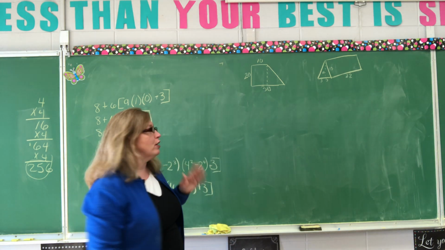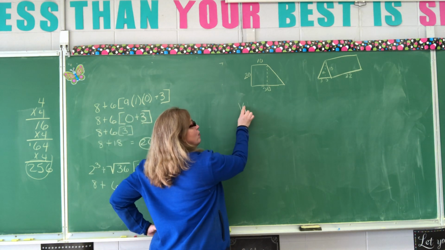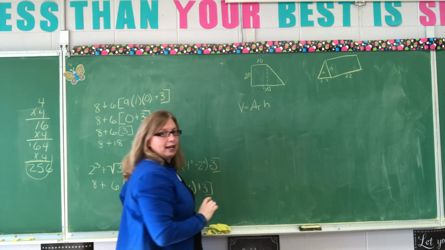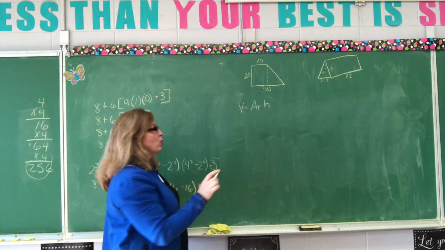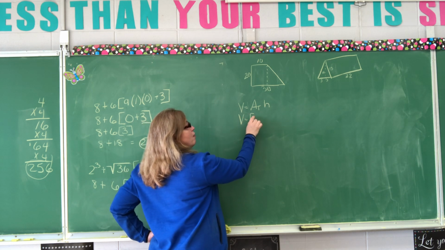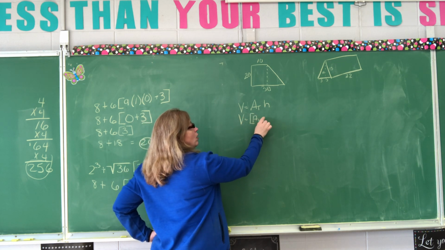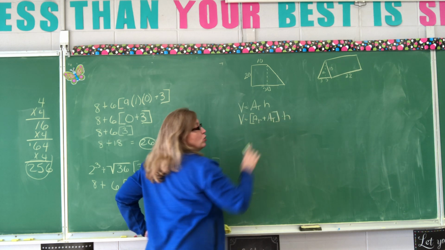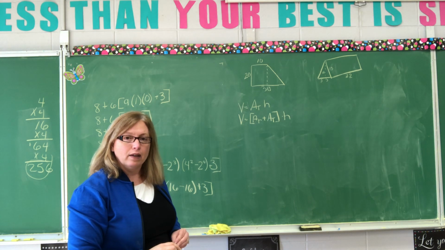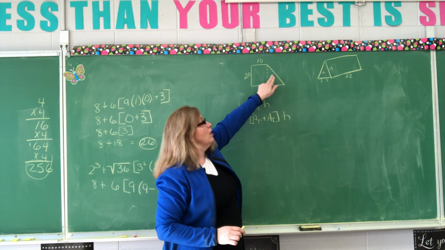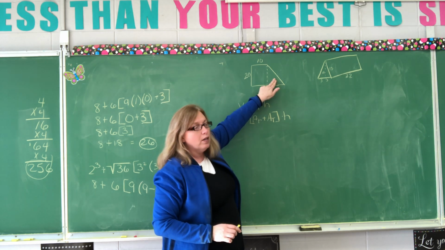So now if I'm looking for volume, because what is volume, guys? Volume equals total area times the height, okay? For total area, what are we going to use? Well, we're going to say the area of our rectangle plus the area of our triangle, and then we're going to multiply that by our height, okay? Because what is total area? Well, that's the area of the rectangle plus the area of the triangle. How do we do that?